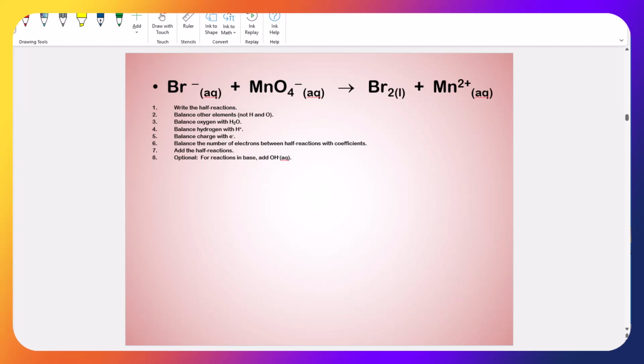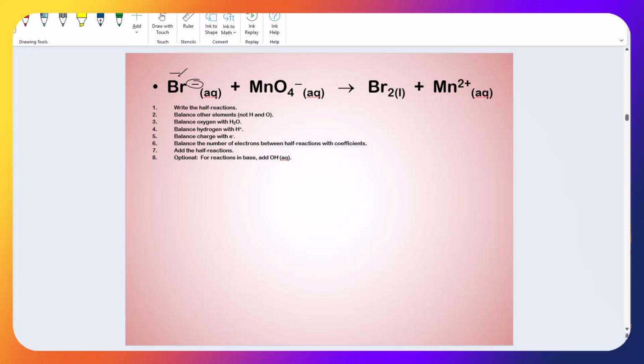All right, let's do another balancing in acidic and then basic conditions. We'll start the same way we did before. We figure out what the oxidation state of everything in the reaction is.